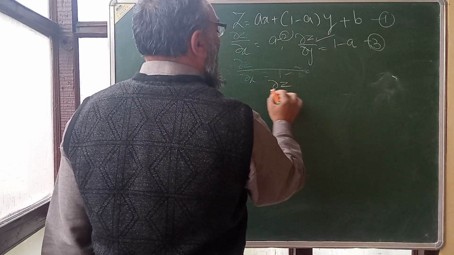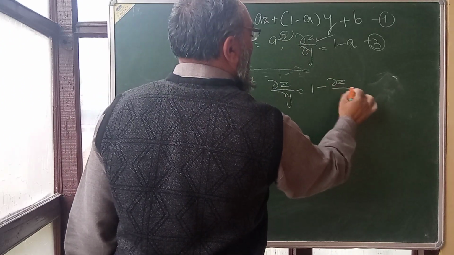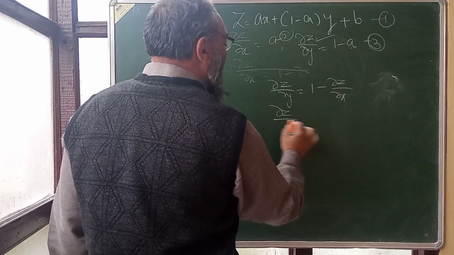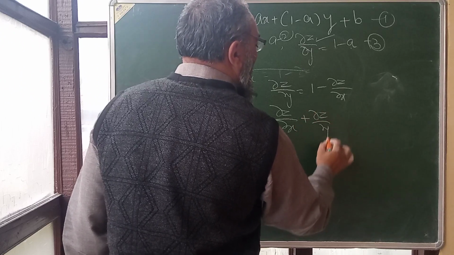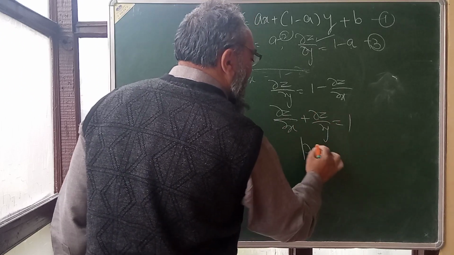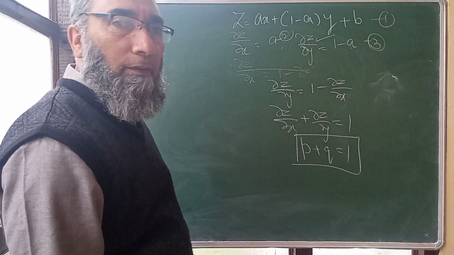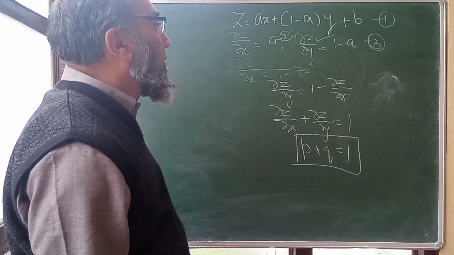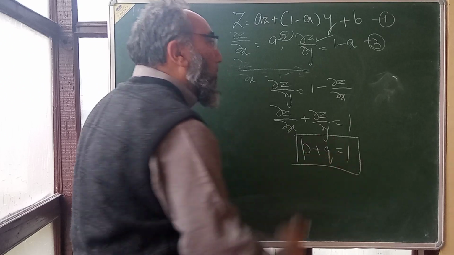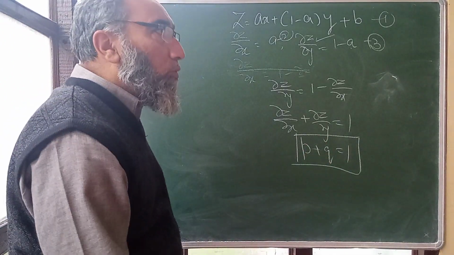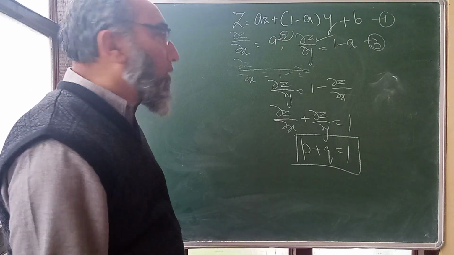Del z by del y equal 1 minus a, but your a is del z by del x. So you have del z by del x plus del z by del y equal to 1, or p plus q equal to 1. Okay. P plus q equal to 1. This is a linear differential equation. But I will show you I can solve this by using non-linear methods also.